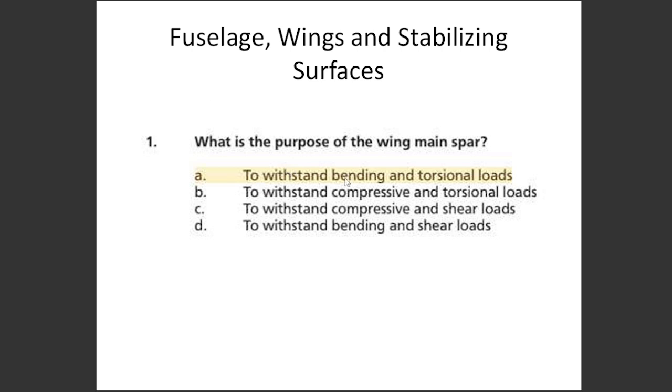A, to withstand bending and torsional loads. B, to withstand compressive and torsional loads. C, to withstand compressive and shear loads. D, to withstand bending and shear loads. We know that the main spar starts from the edge of the end of the wing to nearly more than half of the value, and it helps the wing to withstand bending and torsional loads. So A is the correct answer.